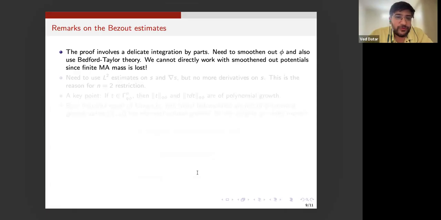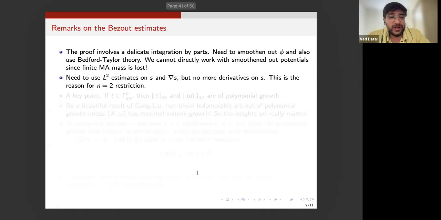Let me make a few remarks on the proof of the Bezout estimate. The proof involves a delicate integration by parts. As Vamsi has explained, one needs to smoothen out phi and also use the Bedford-Taylor theory. But we cannot directly work with the smoothened out potentials since the finite Monge-Ampère property is lost. So we also need to use L2 estimates on S and on the gradient of S, but no more derivatives on S.